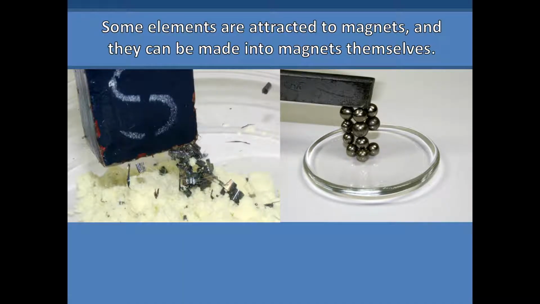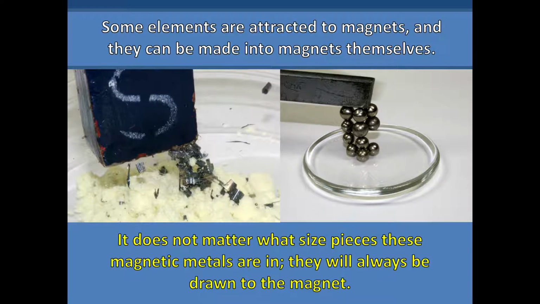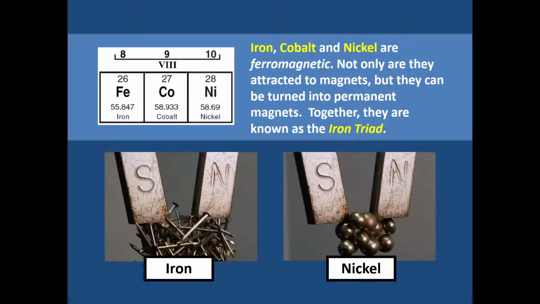Some elements are attracted to magnets. They can be made into magnets themselves. So whether you have a small paper clip or a large paper clip, they'll both be attracted to a magnet. So it doesn't matter the size of the paper clip, they're still magnetic. There are 3 major elements, iron, cobalt, and nickel, that are ferromagnetic. Not only are they attracted to magnets, but they can be turned into permanent magnets themselves. They're known as the iron triad. And they're all next to each other on the periodic table.